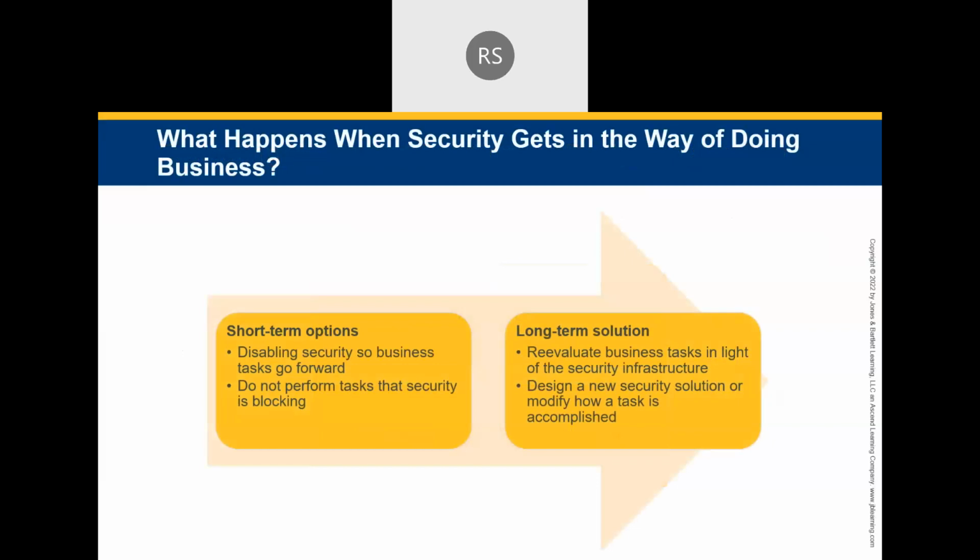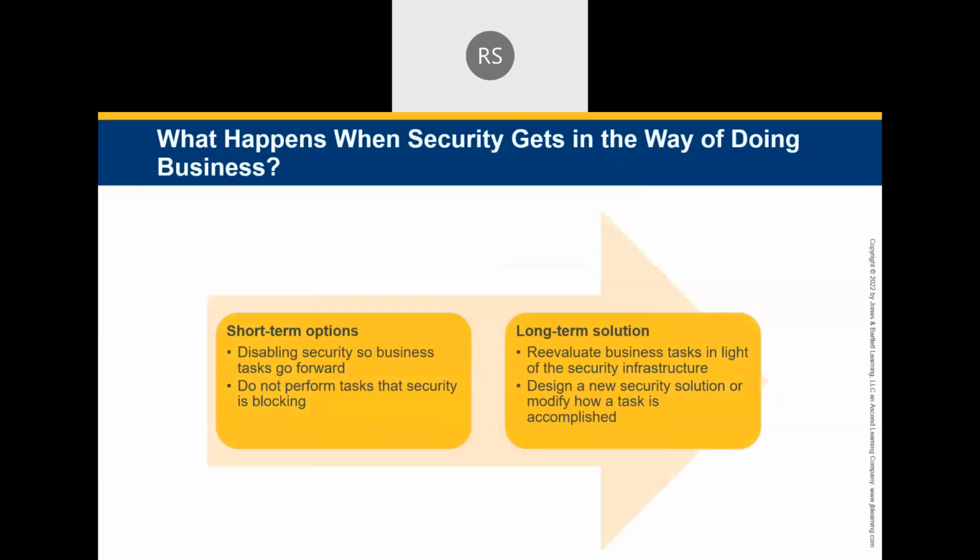Short-term options is disabling security. So you typically bypass security measures to facilitate urgent business tasks. Now this does carry inherent risk and should be approached cautiously. You can also avoid blocked tasks. So you choose not to perform those tasks that are currently hindered by security measures. Now, this may lead to operational gaps, but it does ensure adherence to the security policies.